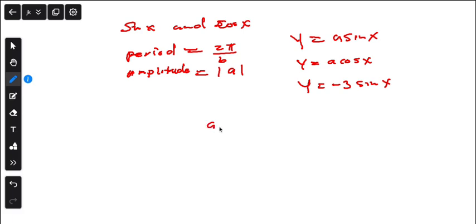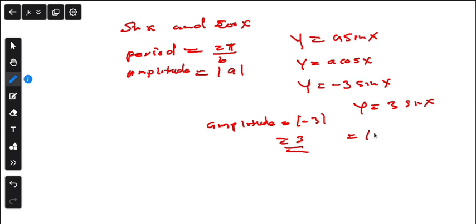Amplitude is just going to be the modulus of negative 3, which is going to be equal to positive 3. So this is how you find the modulus, or let me say the amplitude. The modulus helps you to eliminate a negative. If it was something like y is equal to 3 sine x, still you are going to say amplitude is equal to modulus of 3, which is the same as 3. So this is how we go about it.